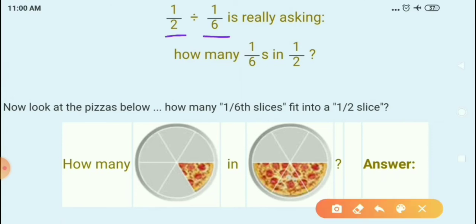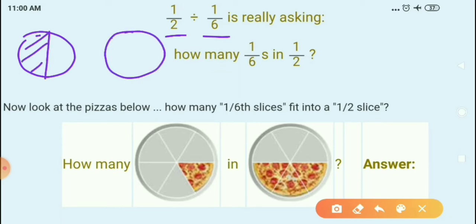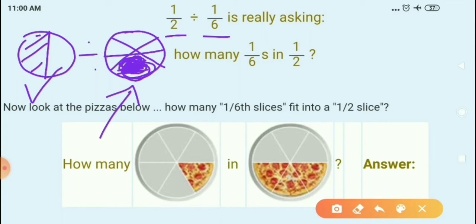Through the picture method I will try to clear your concept. Let me draw the pictures for 1 upon 2 and 1 upon 6, and I will color only one part in 1 upon 6. First you have to know the meaning of 1 upon 2 divided by 1 upon 6. Here, 1 upon 6 means we have to find how many 1 upon 6 are in 1 upon 2.